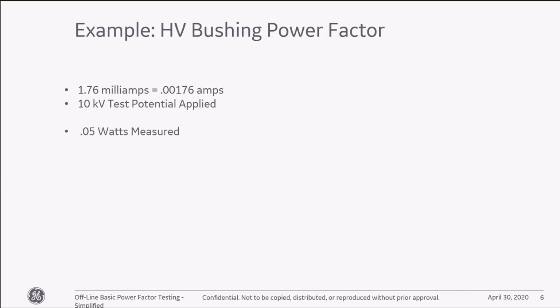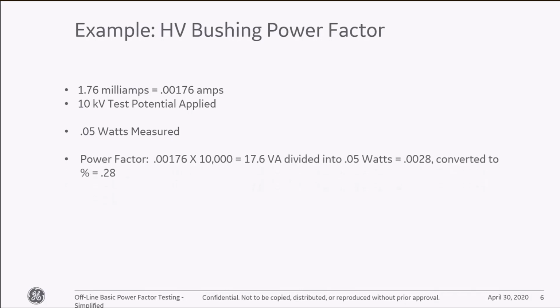Then you actually make a measurement of the power across that circuit, and in this case it's 0.05. All bushings are not like this. I just pulled this out of my memory bank.